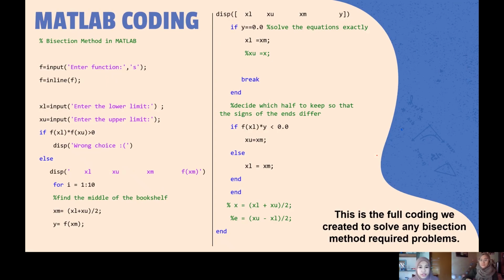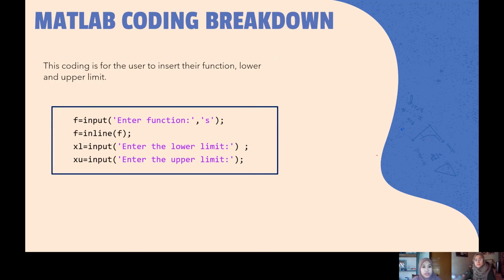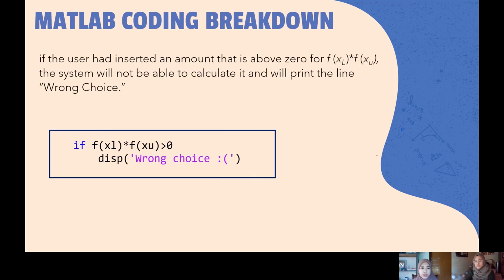Okay, this is the MATLAB coding that we made. This is the full coding we created to solve the bisection method. So first we input the function, the function that we mentioned before, and then we put the lower limit and the upper limit. So if the user had inserted an amount that is above 0 for the lower limit and the upper limit, the system will not be able to calculate it and will print the line wrong choice.